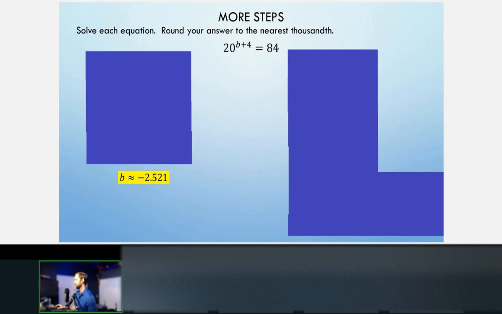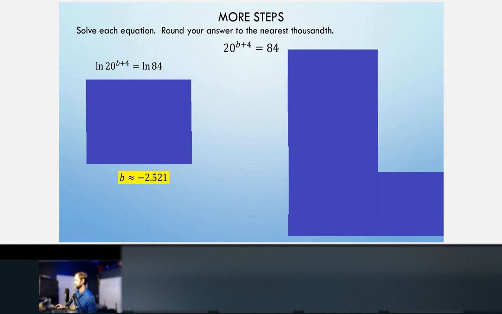All right, so we log both sides. That's fine. We can do log or natural log. It doesn't matter. So just keep log on your paper. All right, and then what? Oh, did you do log base 20 of both sides?